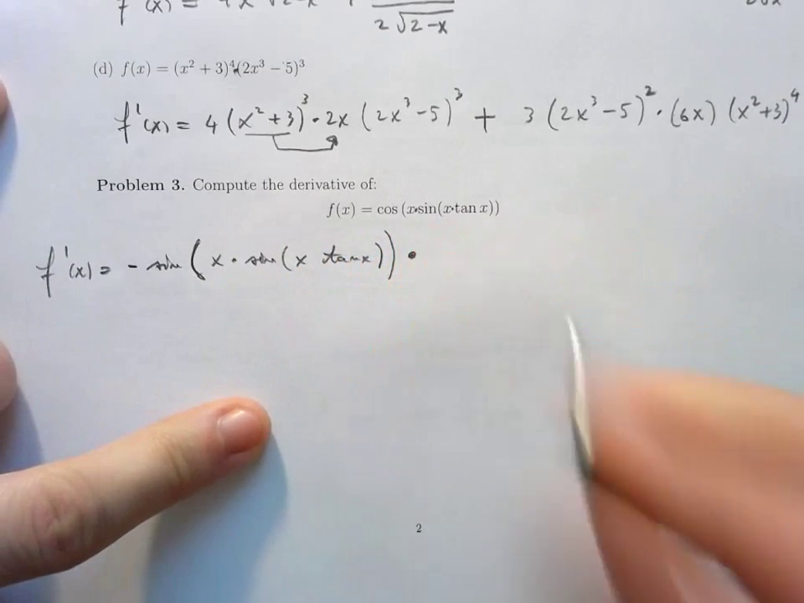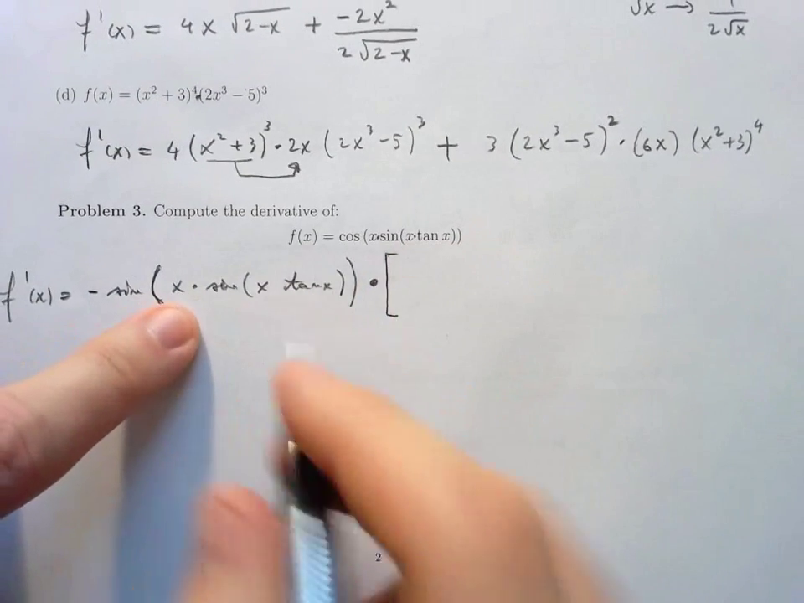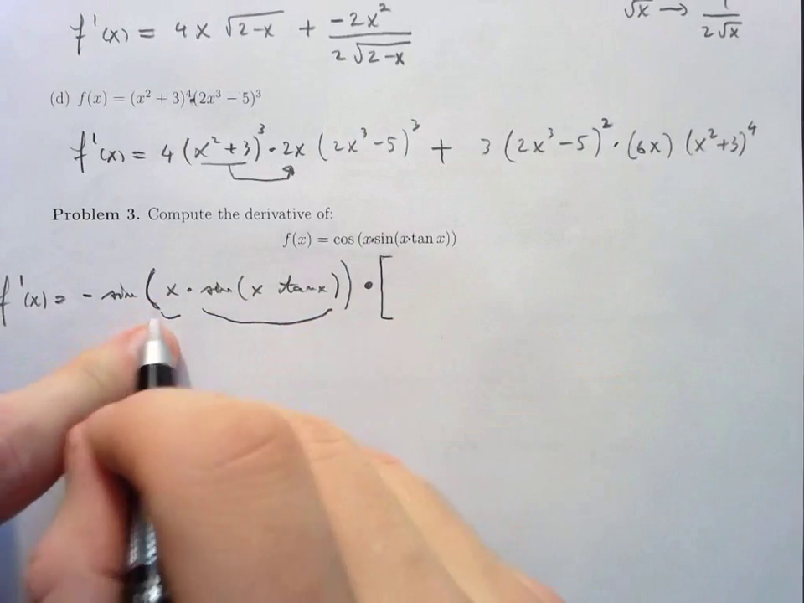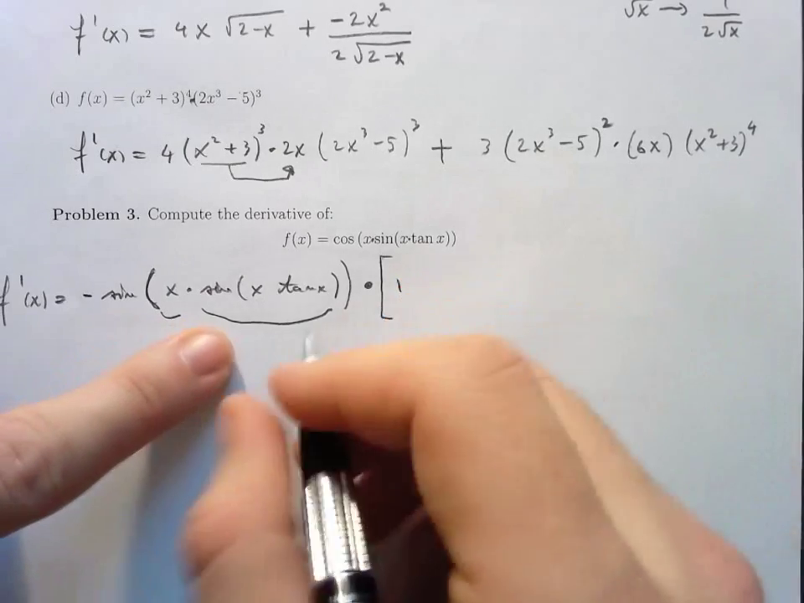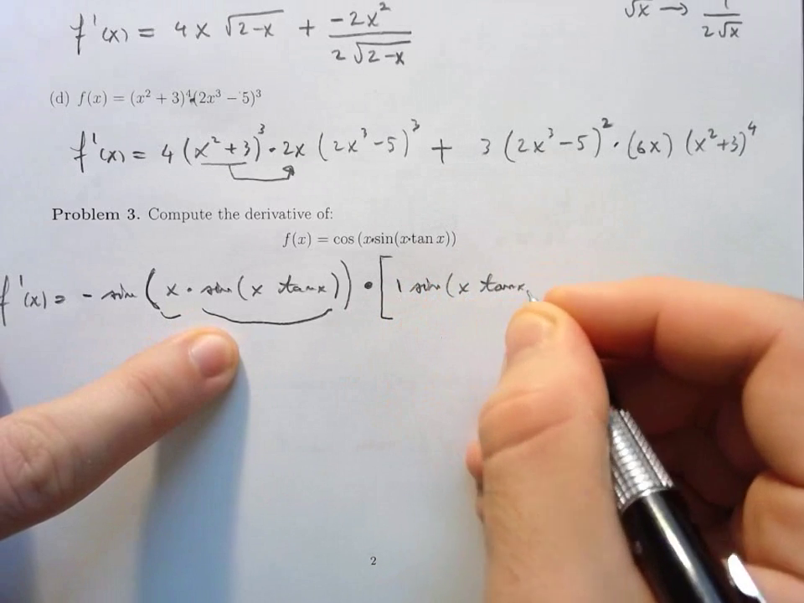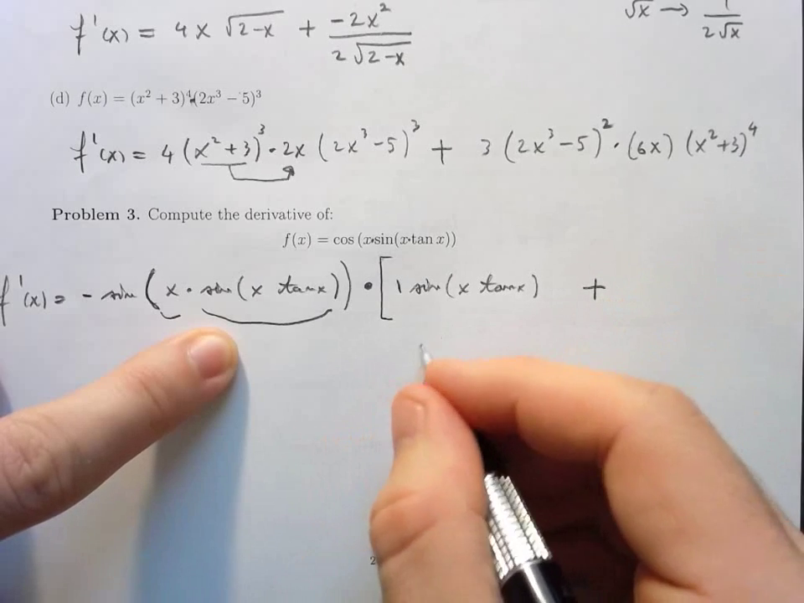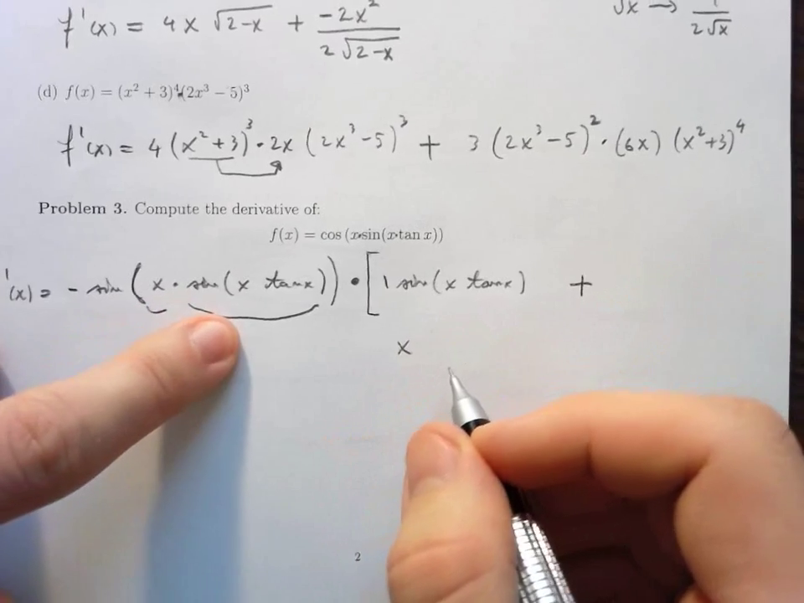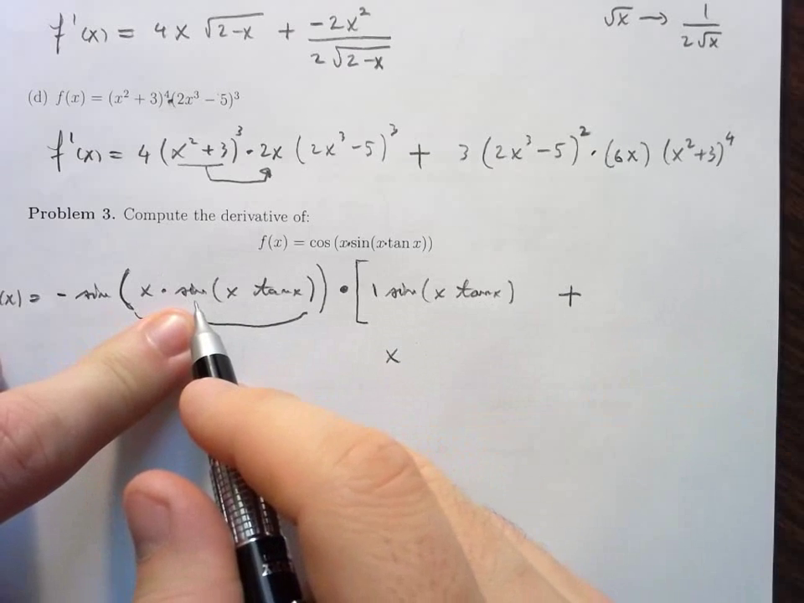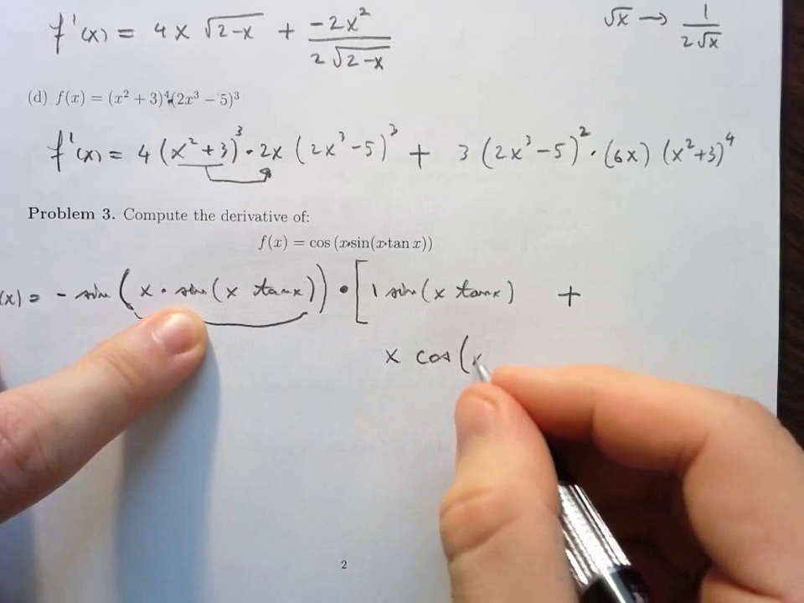But now I have to start applying chain rule. So I have to multiply now by the derivative of this inside. So I take the derivative of the first, which is x, right? I have a product of these two guys. So I take the derivative of x, that's 1 times the sine part, x tangent x, plus now the first times the derivative of the second. And again I have a trig function here. Outermost is sine, so its derivative is cosine of whatever I have inside.